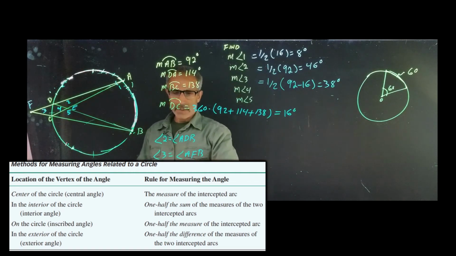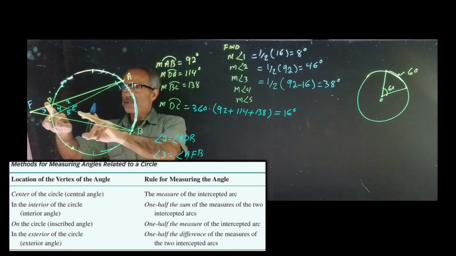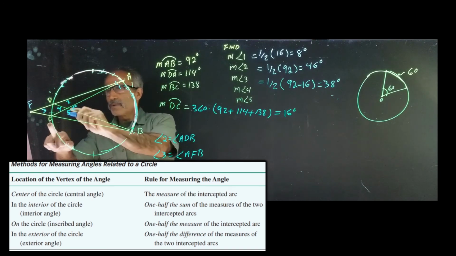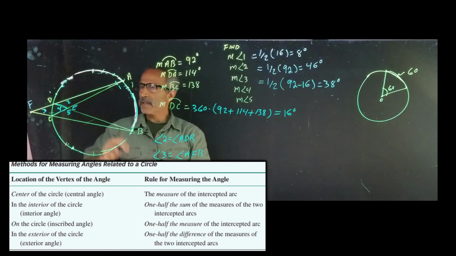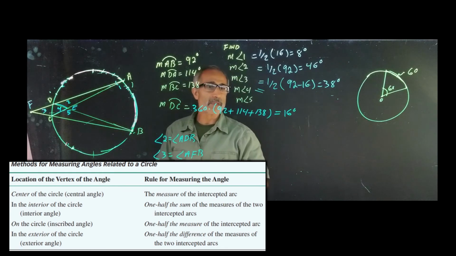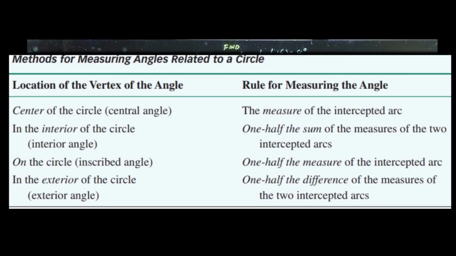Angle number 4 is DEC. There is D, there is E, C. So we're talking about right here, DEC. The vertex is going to have angle number 4. I need some room here. We say measure of angle 4 is equal to 1/2 of those two combined, which is 92 plus 16, and that comes out to 54 degrees.